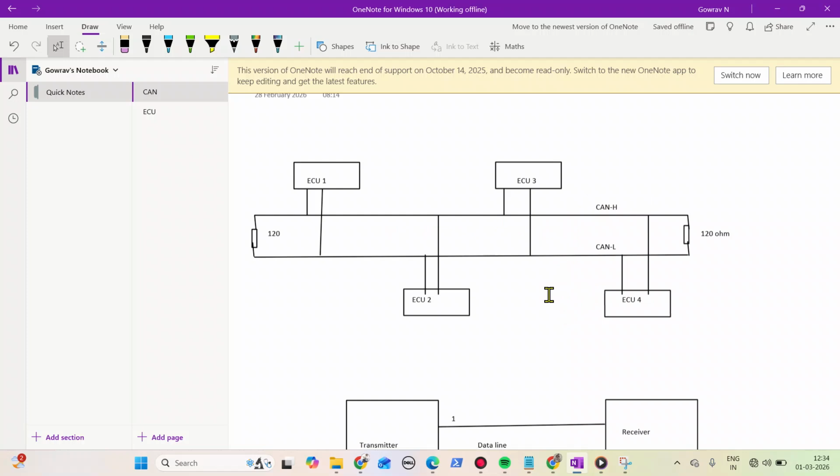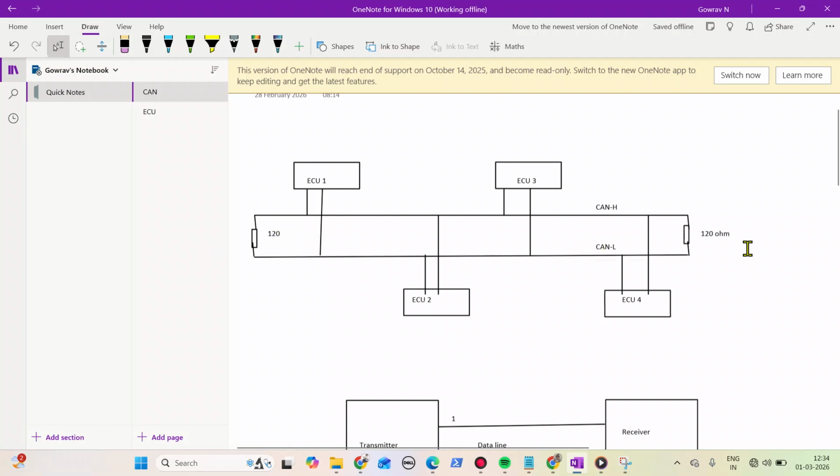So to avoid this, we are using a 120 ohm resistor here. That resistor will absorb the voltage, and it will avoid reflecting that voltage back again. That is the purpose of this 120 ohms. That's why this 120 ohms is present on both ends of the bus.